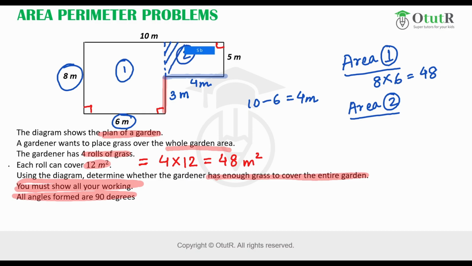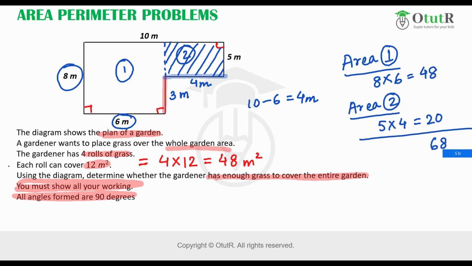this is the area, right? So for this, can you see that the length and breadth are 5 and 4? Can you recognize that? Which makes 20. The total area becomes 68 meters squared, right? Now you tell me the answer.